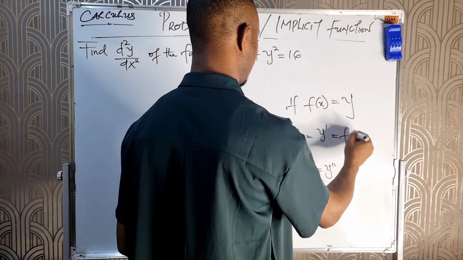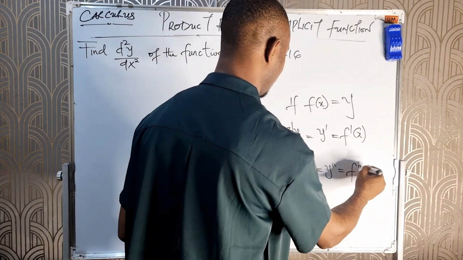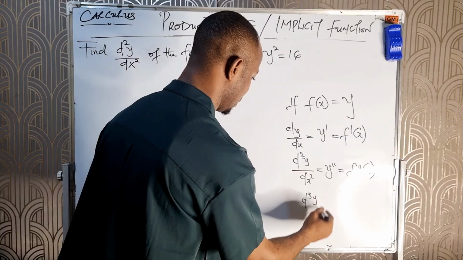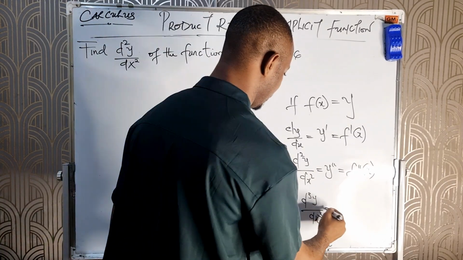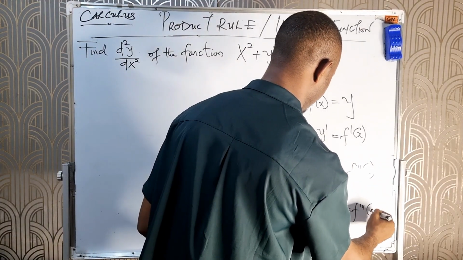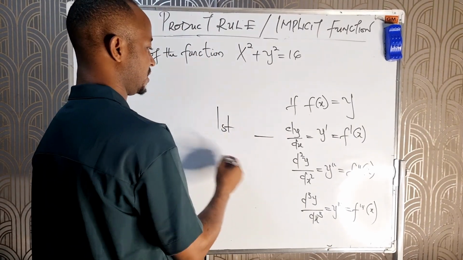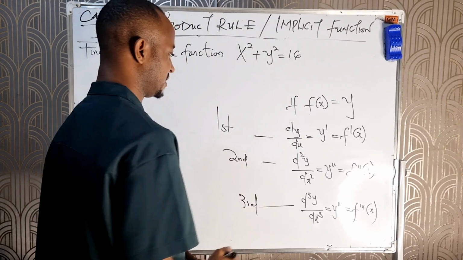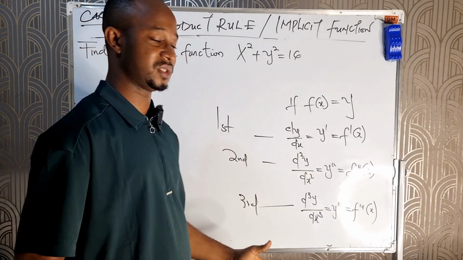We can also have d²y over dx², which is the same as y prime prime, which is also the same as f double prime of x. Then the third one is d³y over dx³, which is the same as y triple prime, which equals f triple prime of x. We call this the first derivative function, this the second derivative function, and this the third derivative function. Meaning, by the time we find the first, we have to further differentiate to get the second.